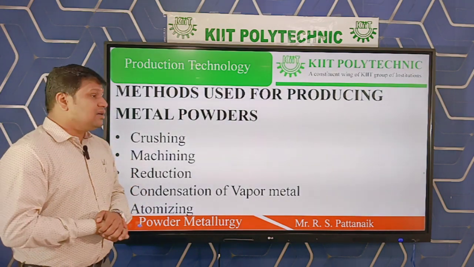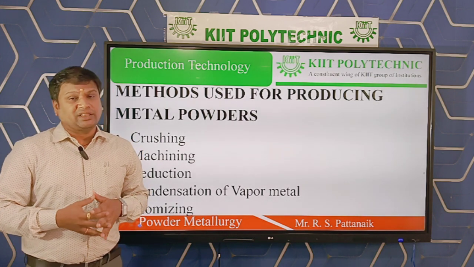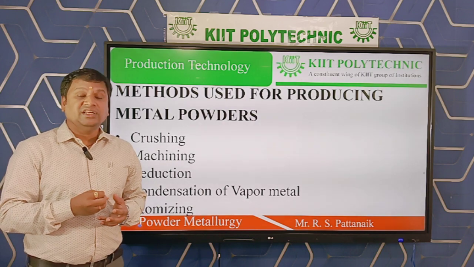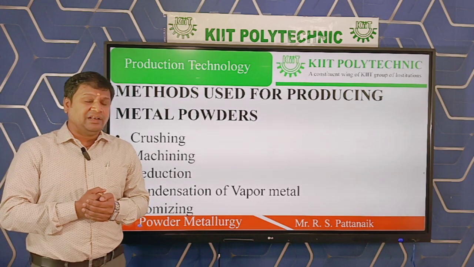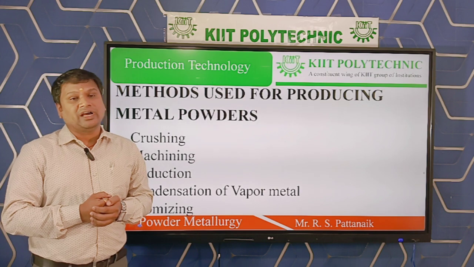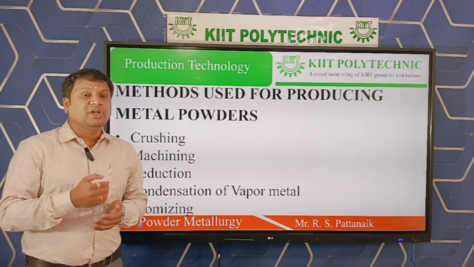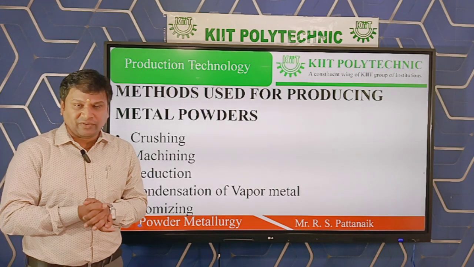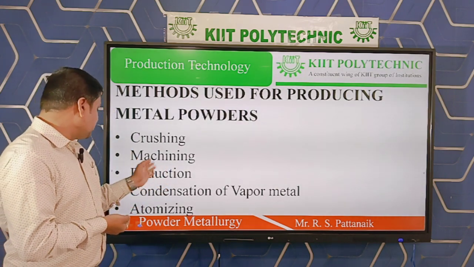Okay, then the next method is reduction. In this method, the compound of metal, like oxides, is reduced in the presence of carbon monoxide or hydrogen at a temperature below the melting temperature of the metal in a controlled atmospheric furnace. Okay, so this is the method of reduction.